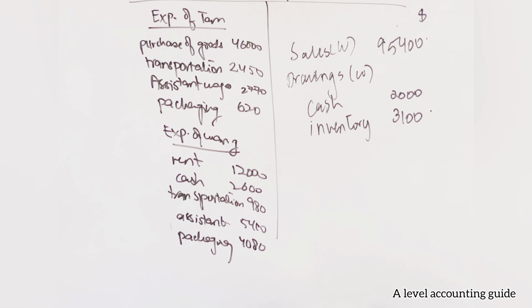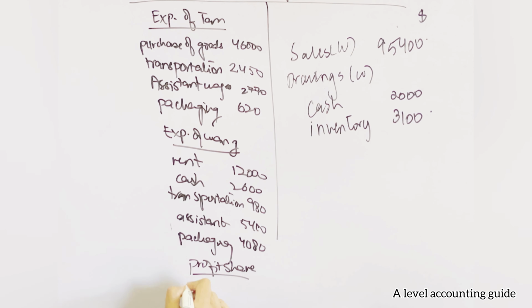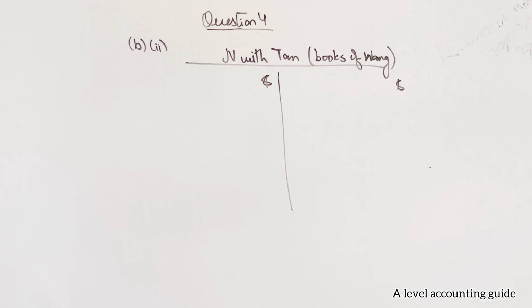So the profit share between Van and TAN is basically equal because they were sharing the amounts equally. TAN 11,800 and separately Van 11,800. So these were the amounts that you were supposed to record, and you're done with the joint venture account. Alright, now for the B part 2, you are supposed to make the joint venture with TAN in Van's book.